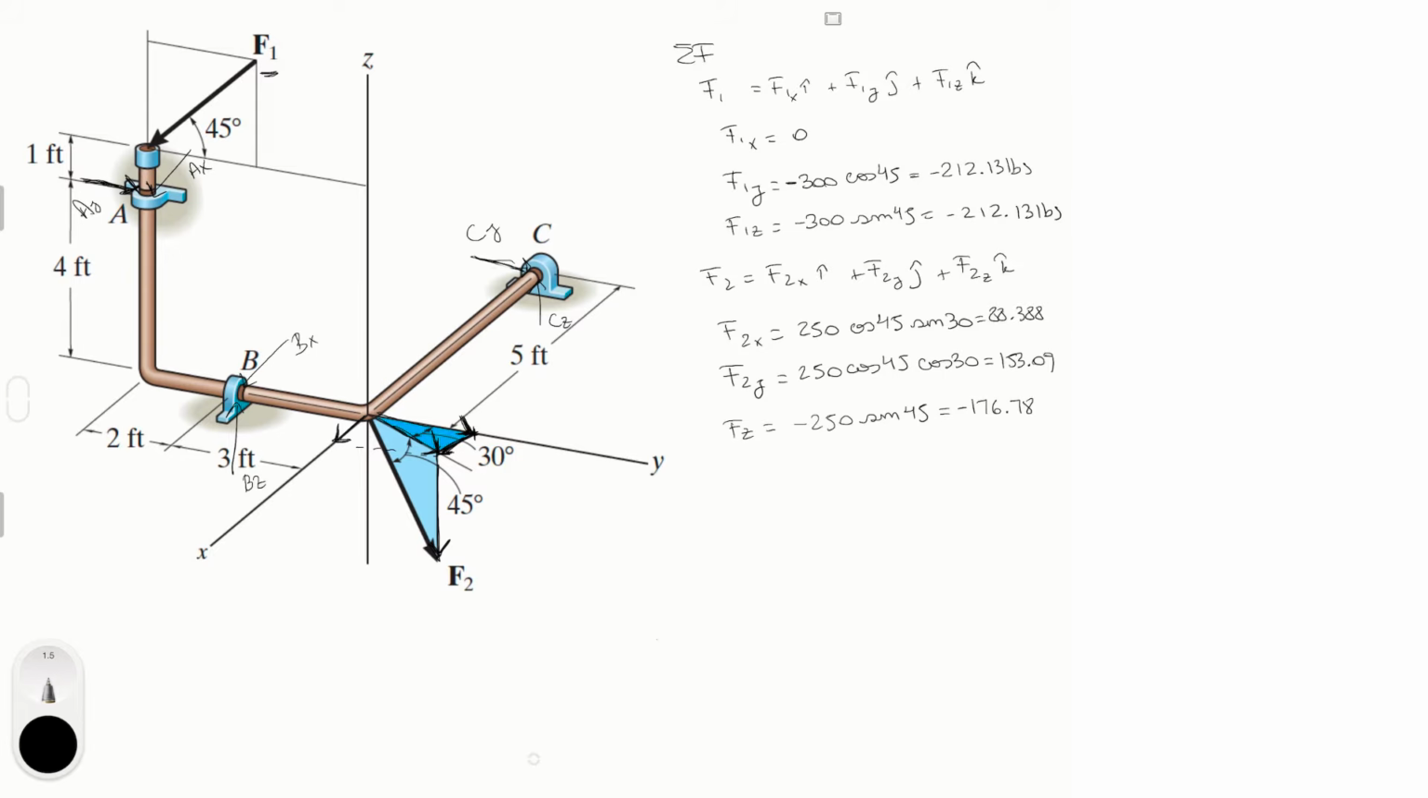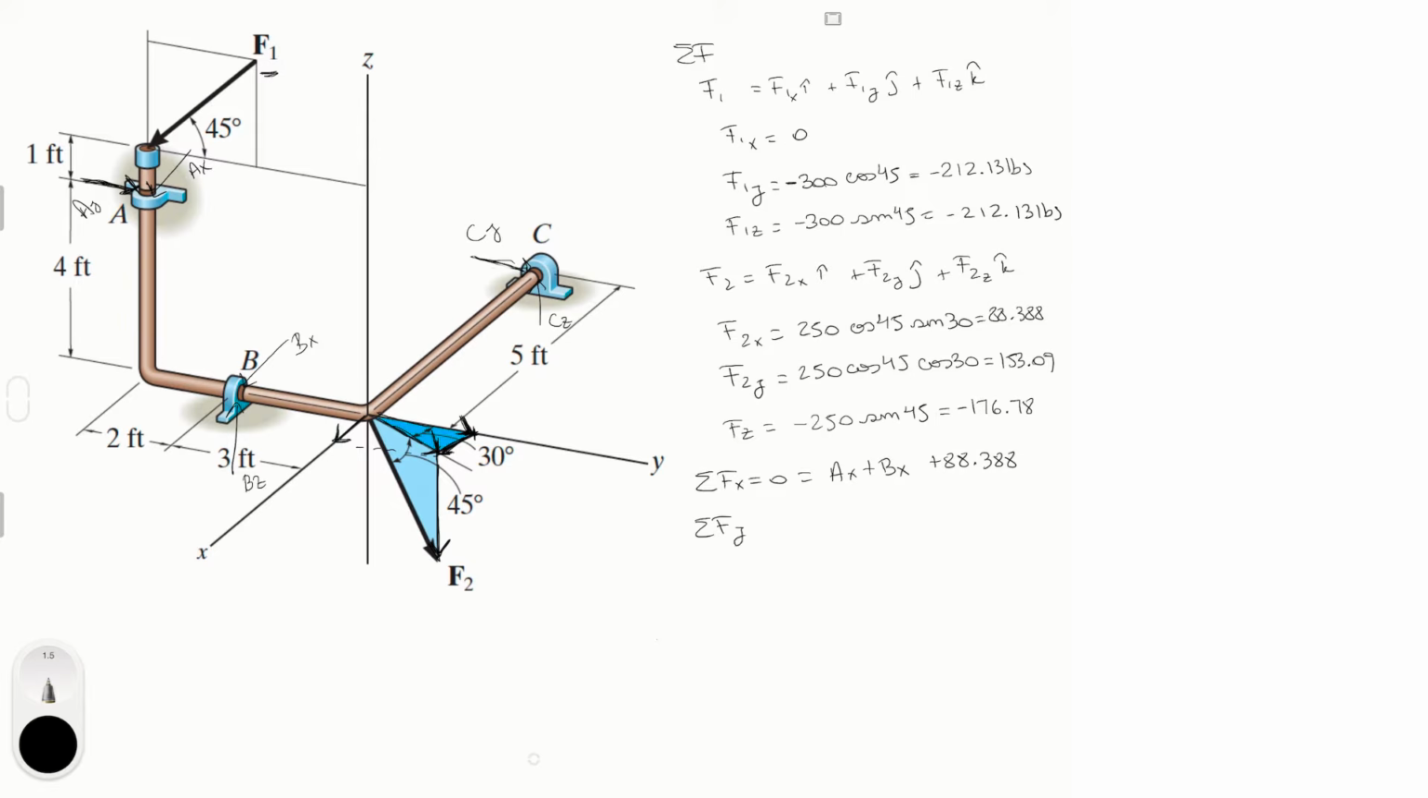Now it's easy to do the sum of the forces in the X, the Y, and the Z, so let's do that. Sum of the forces on the X, we know that is equal to 0, and it's equal to AX plus BX plus F2X, and F2X, we know that it is 88.388.